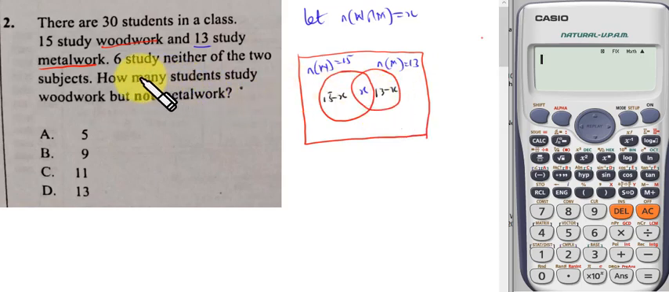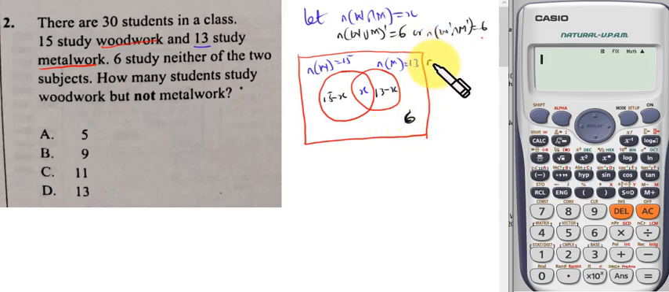Now there is another piece of information that is pretty important here. It says that 6 study neither of the two subjects, so there is a complement there. That is, the number of elements in woodwork union metalwork complement is 6, or you can say the number of elements in woodwork complement intersection metalwork complement is 6. So let me put the 6 here, anywhere here. And of course the universal set is 30 because there are 30 students in the class.